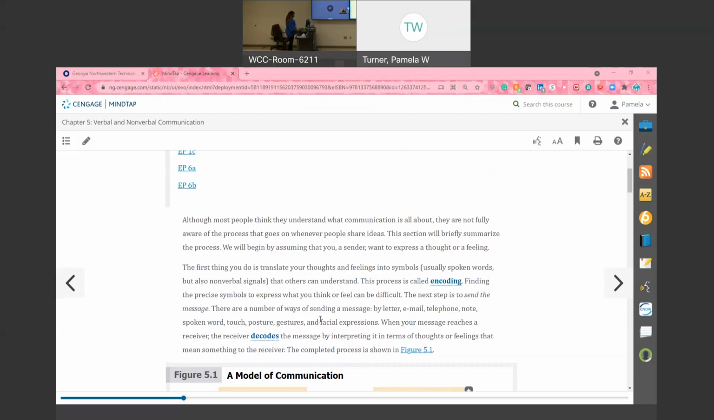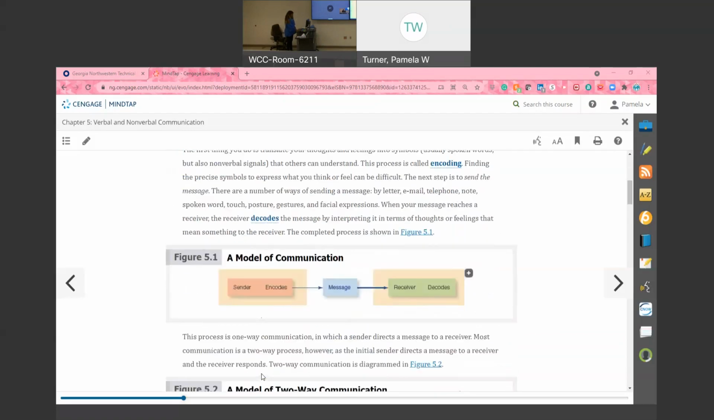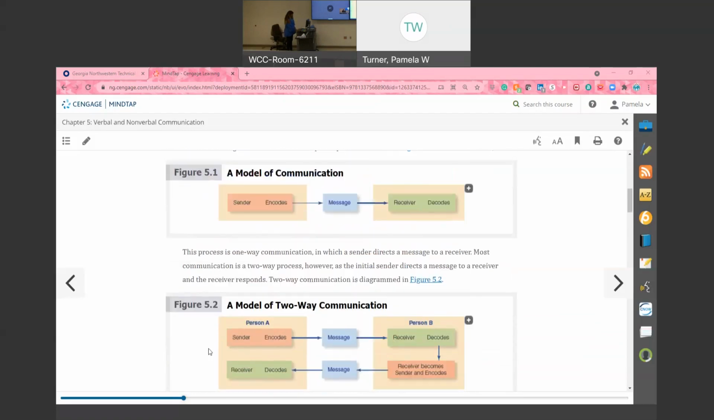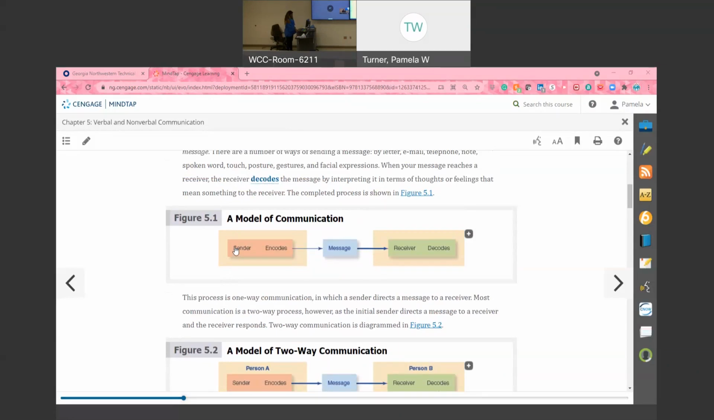The next step is sending the message in a number of ways, by letter, email, etc. When your message reaches the receiver, the receiver decodes the message by interpreting it. So encoding is how I'm sending the message, the receiver gets it, and they decode the message. As we see, the sender encodes it, sends the message, and the receiver then decodes it to understand.